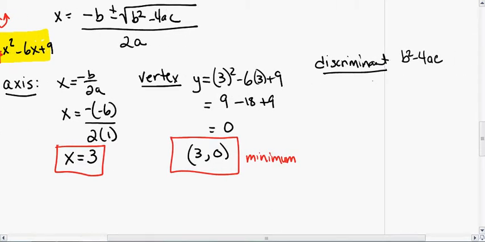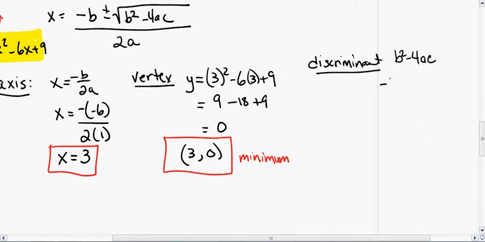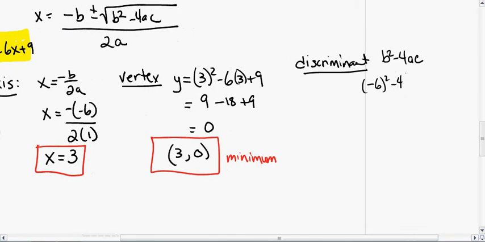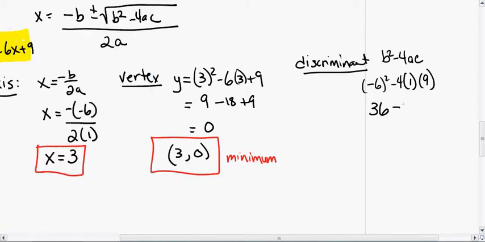So I'm still going to plug in the same a, b, and c that we found before: 1, -6, and 9. So b is -6. -6 squared minus 4 times a, which is a positive 1, times c, which is a positive 9. So -6 squared is 36. 4 times 1 times 9 is 36, but I'm subtracting here, so it's minus 36.